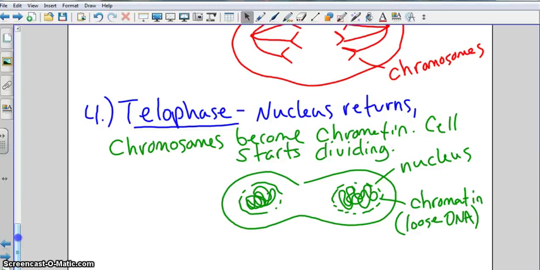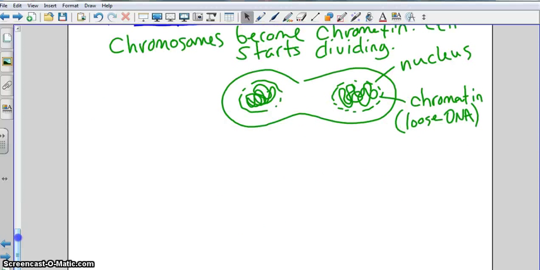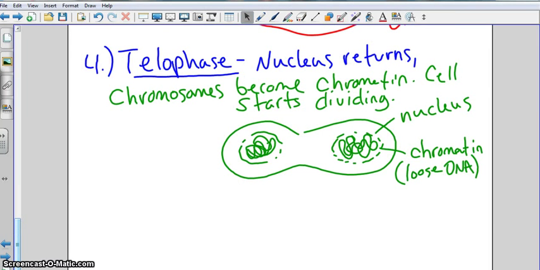Now, what happens? Does anybody know what happens after mitosis is over? After telophase, there's cytokinesis. Did you remember that, or did you just look at the book? No, I was answering questions on the lab sheet. Oh, okay.